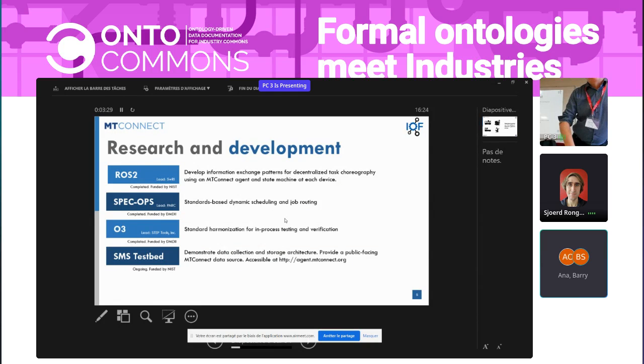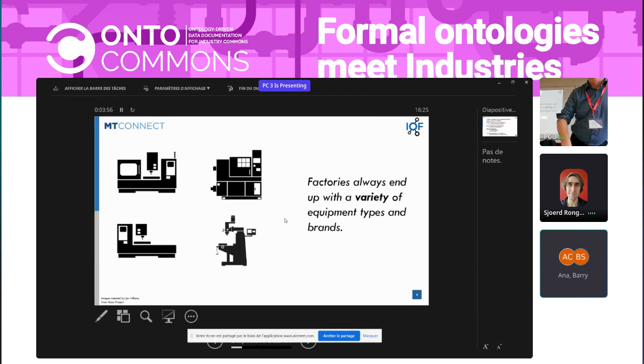ROS2, we currently have in a NIST cell down at CCAM, which is doing some of the work that I'm going to talk about today. SpecOps was a dynamic scheduling project that we did with DMDII, now MxD. O3 was another one for in-process metrology and testing. And then the SMS testbed, which was funded by NIST, and basically installed MTConnect on all their machines, but has not been upgraded because, well, it's NIST.